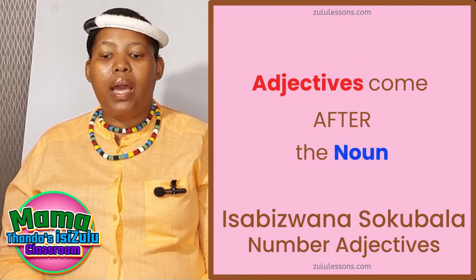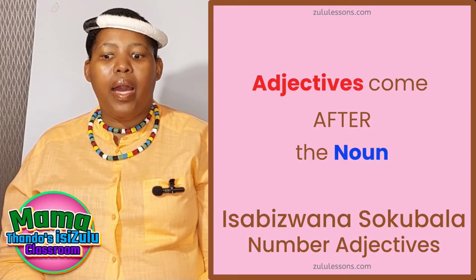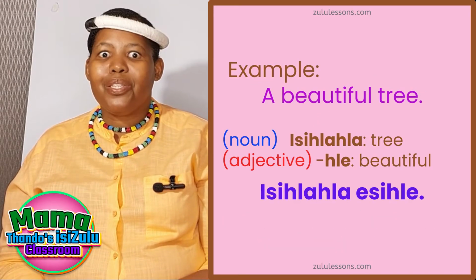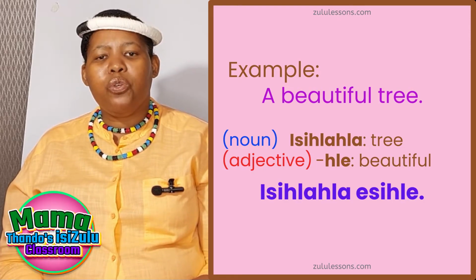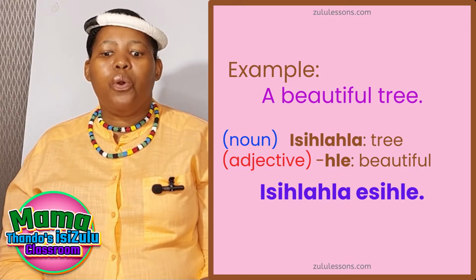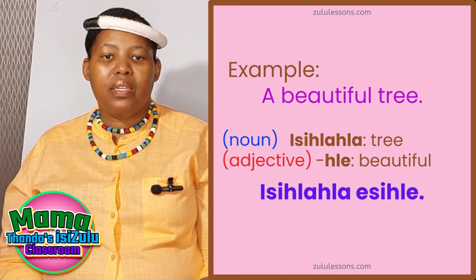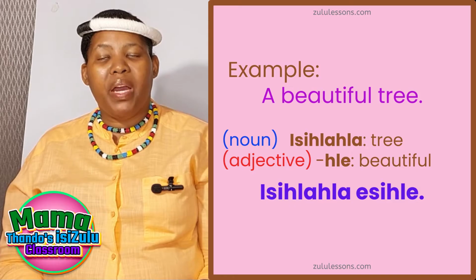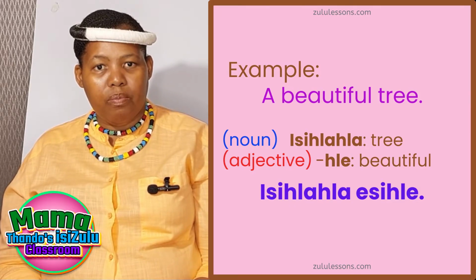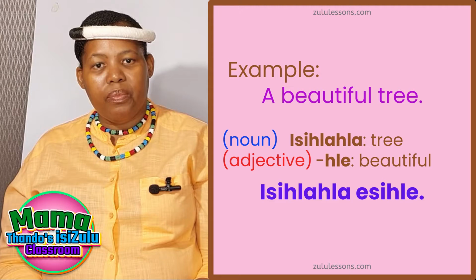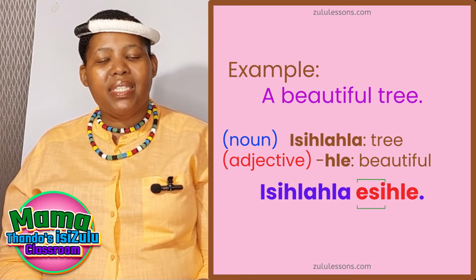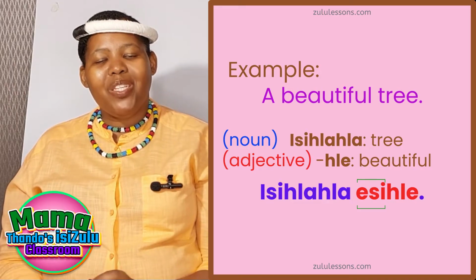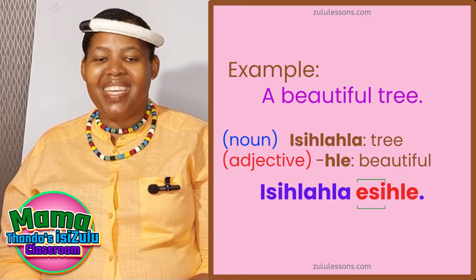In isiZulu, the adjective comes after the noun, always. If you want to say a beautiful tree, the word tree, isihlahla, will come first, followed by the word beautiful, hle. And so you will have isihlahla esihle. We will talk about that esi in a little while.